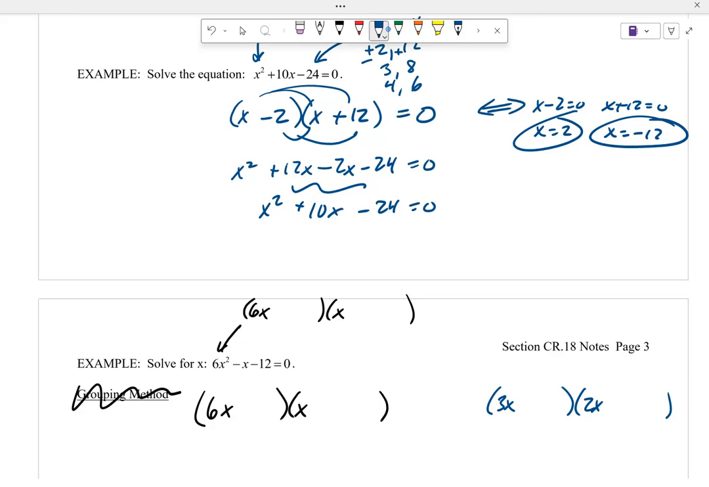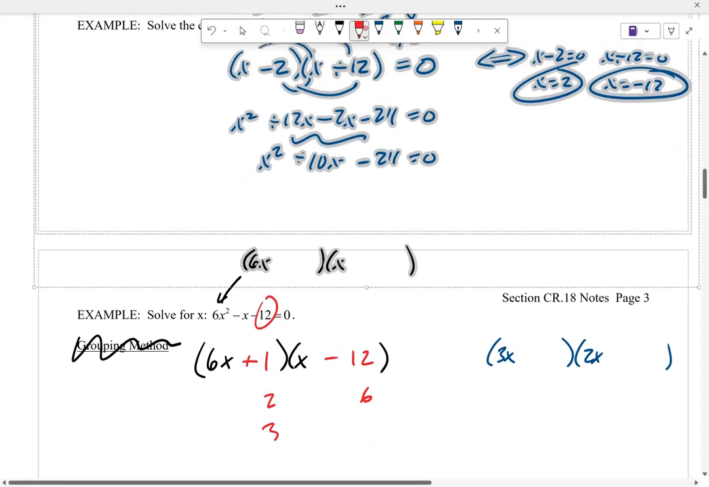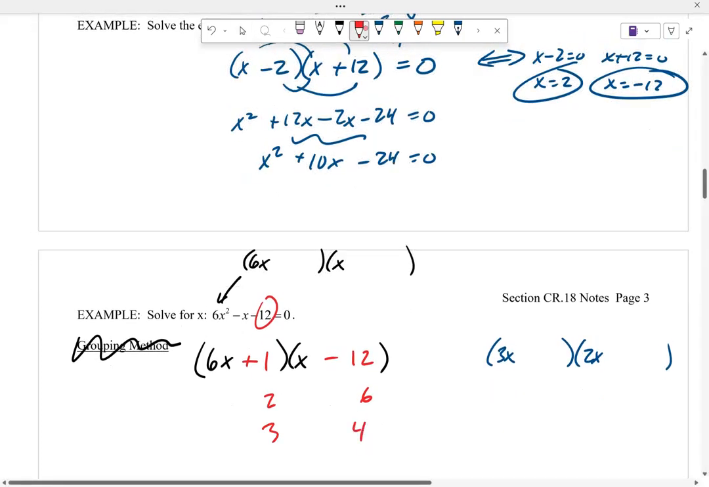And then I'm looking at factors of 12. One's positive, one's negative. So I could go 1 and 12, 2 and 6, 3 and 4, and I could go vice versa on that. I could go 6, 2, 4, 3, and so on, right?